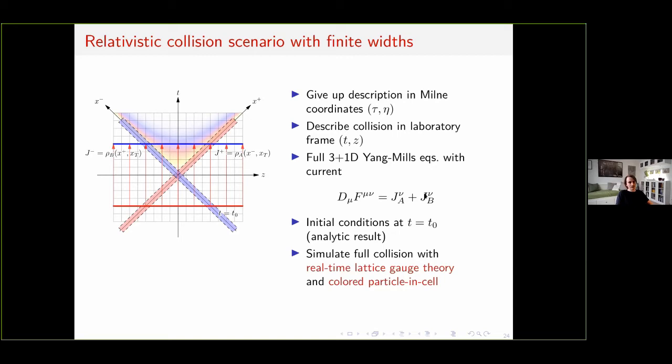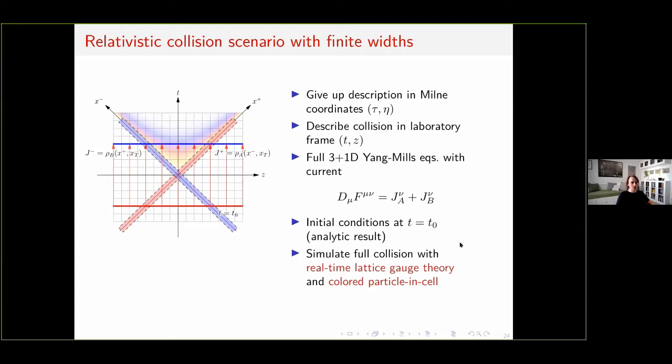Well, we know the initial conditions at some time slice before the collision, right? So we know the single nucleus solutions. And if the nuclei are further apart before the collision, then you can just superimpose these two solutions and you still get a completely valid solution to the Yang-Mills equations. So we have some analytic initial conditions before the collision. And now the only thing that we need to do is to actually evolve the system along the lab frame time, so upwards like this. And we do this also with real-time lattice gauge theory, but we also have to somehow account for these currents. And for that, we use the colored particle-in-cell method, which I will show you in a minute.